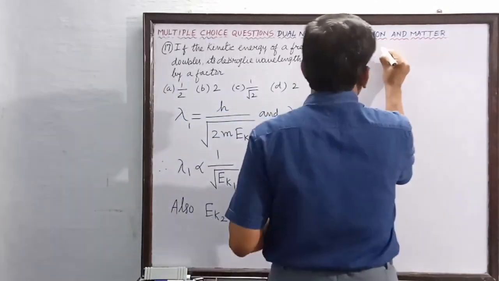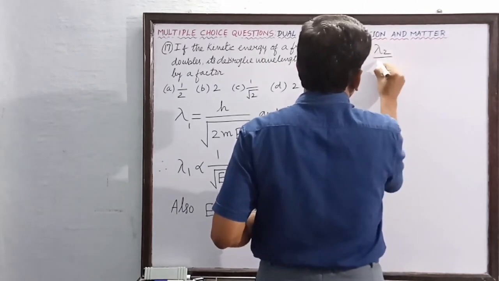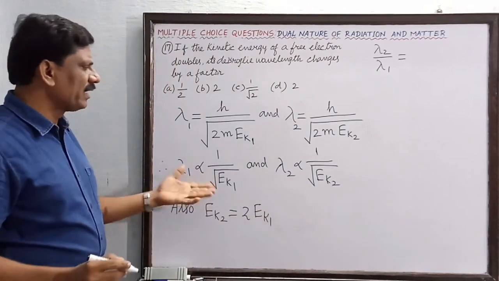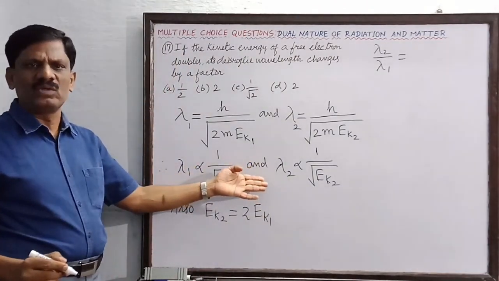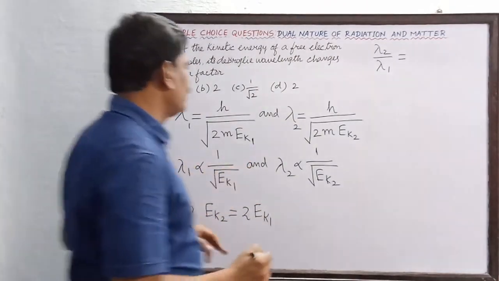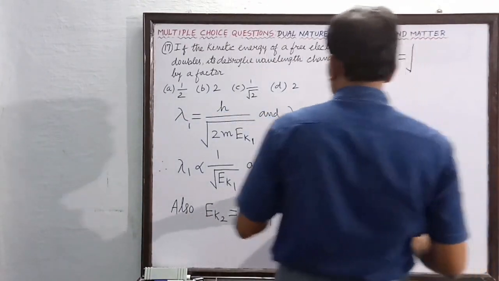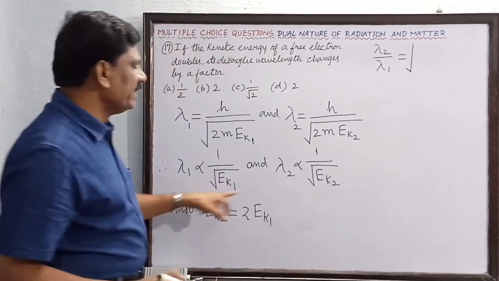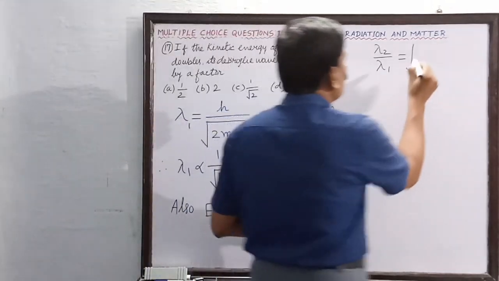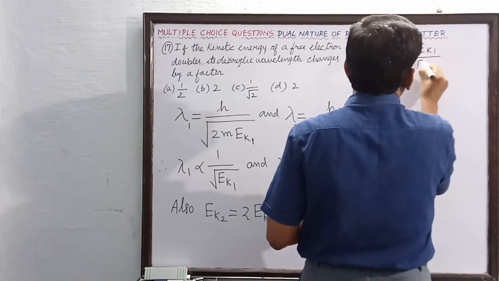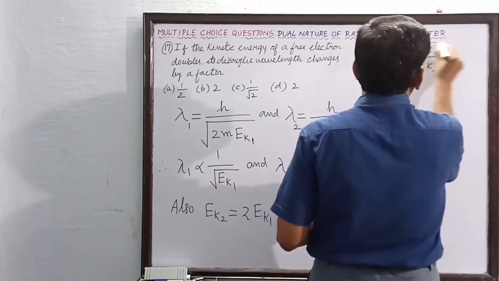So lambda 2 by lambda 1. So lambda 2 divided by lambda 1 is equal to, you can write it straight away, square root of E kinetic 1 divided by E kinetic 2. So this is E kinetic 1 divided by E kinetic 2.